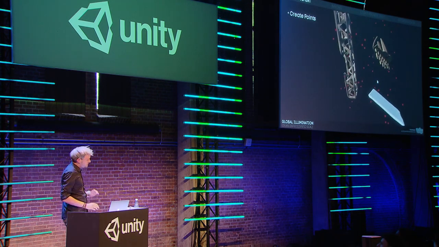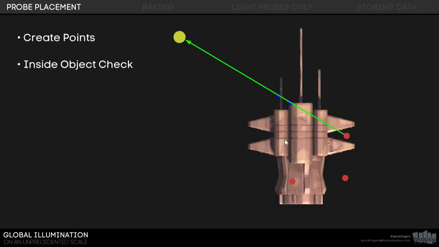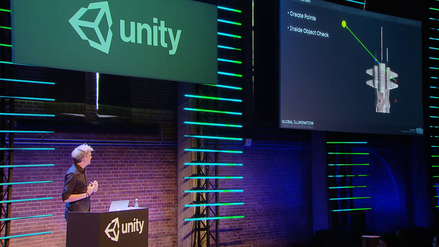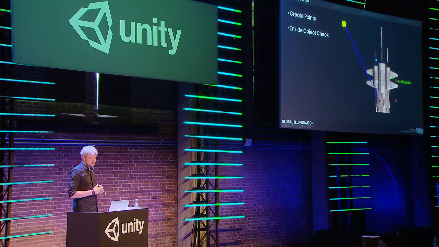Now when you do that, there are obviously going to be some that will end up inside an object. It's inevitable. So you need to get rid of those, because they're unnecessary and they can mess up your data. So you do an inside object check, which is called the odd-even rule. It's pretty simple, just for every probe position, we cast a ray from an arbitrary position in space, and then we cast it through every collider in the scene, and we see how many times that ray hit. You go both ways, and then you add them up. If it's odd, then it's inside an object. If it's even, then it's outside. So as soon as we get an odd number, we just remove that position from the list.